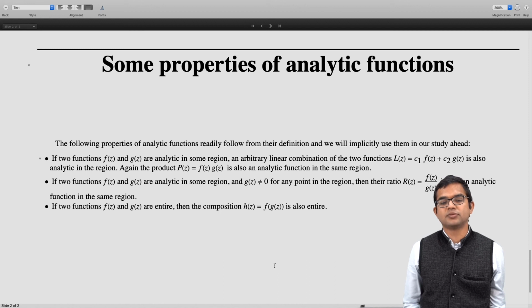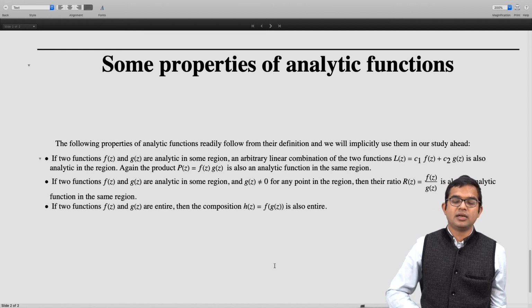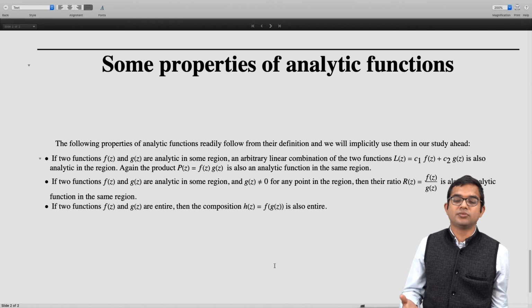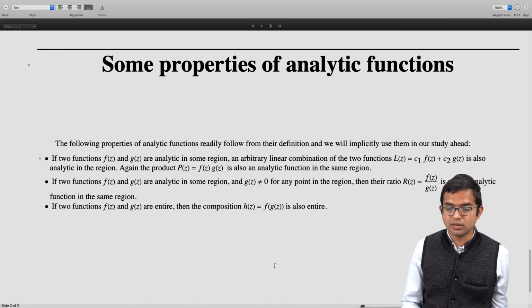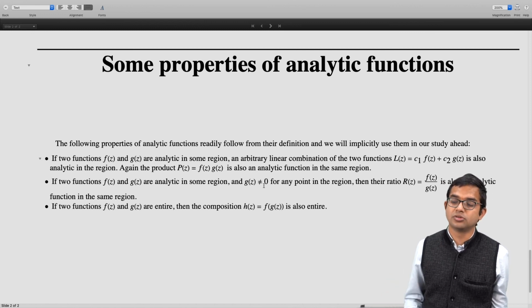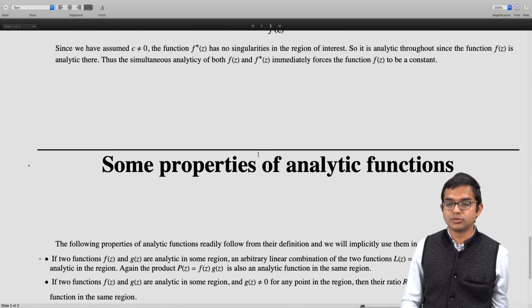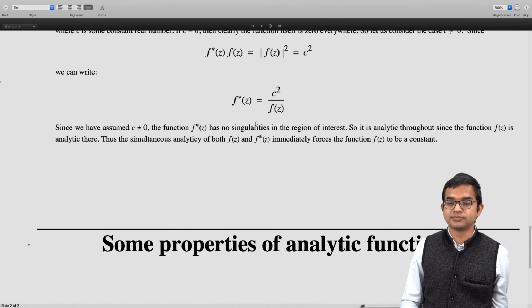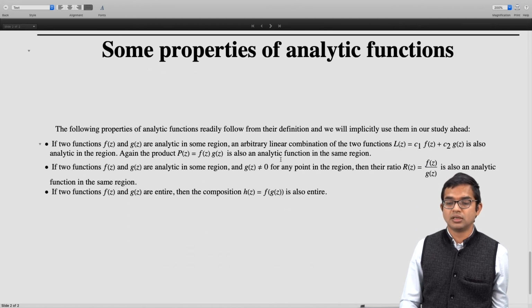And if two functions f of z and g of z are analytic in some region, you can also take the ratio of these two, right? So we already used this fact, and provided the denominator is not 0 for any point in the region, this ratio is also going to be an analytic function in the same region, right? So we already sort of used this property when we argued that f star of z is equal to c squared over f of z must be analytic in this entire region, since f of z has no 0, right? So that's formally stating that property here.